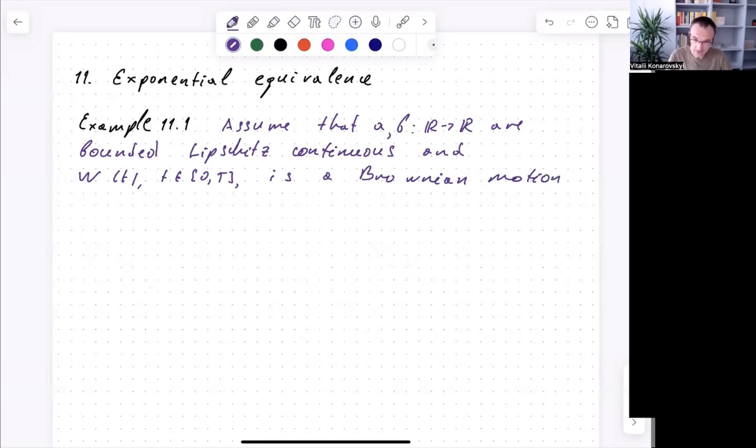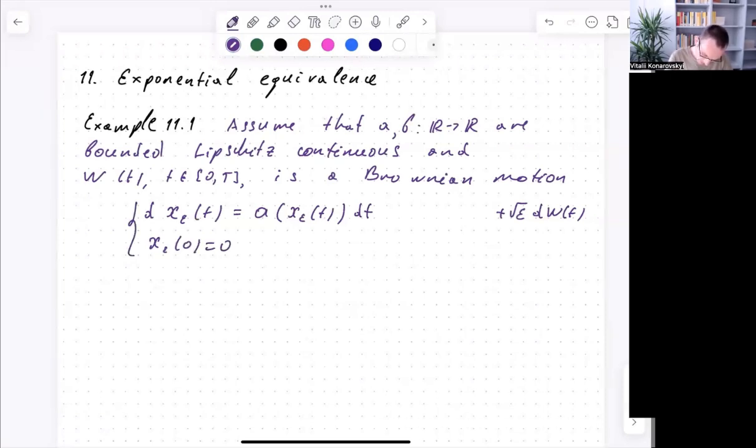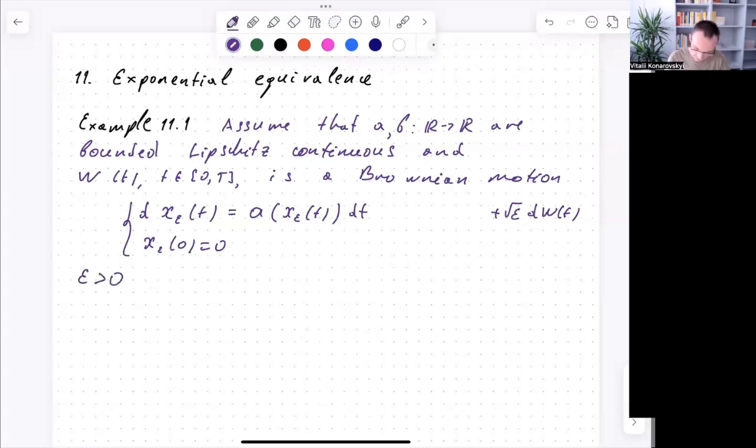Then we consider the following stochastic differential equation: dX^epsilon, which depends on the parameter epsilon, is equal to a of X^epsilon_t dt plus square root epsilon dW_t. The solution starts at 0, for instance: X^epsilon of 0 is equal to 0, for all epsilon larger than 0.